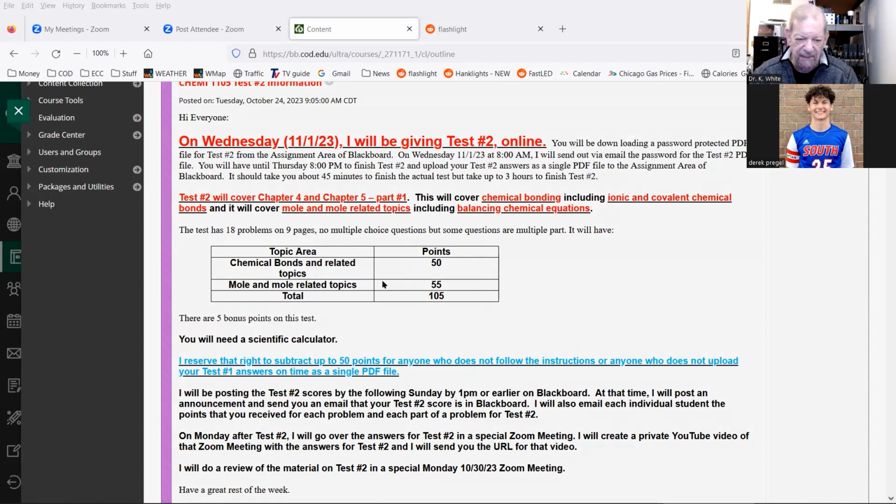And here's the point breakdown. And you will need a scientific calculator. And there's five bonus points. See, it adds up to 105. But to calculate your percentage at the end of the semester, I'll only use 100. That's why it's 5 bonus points.